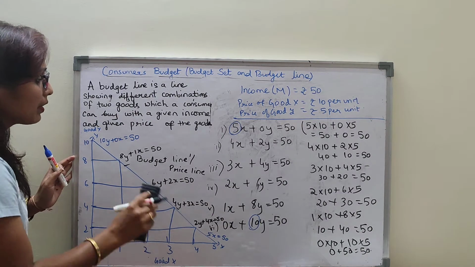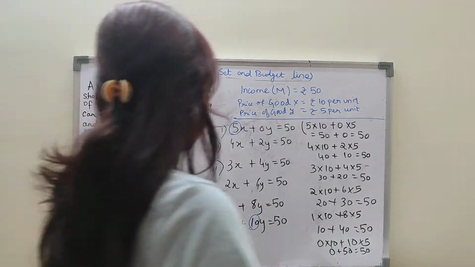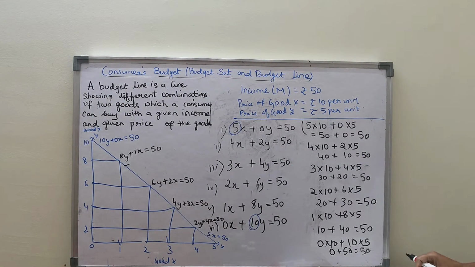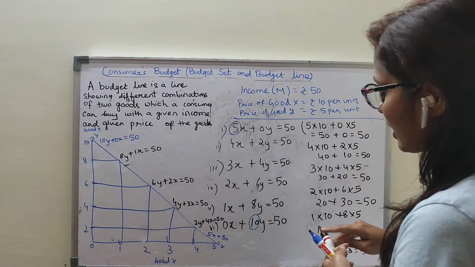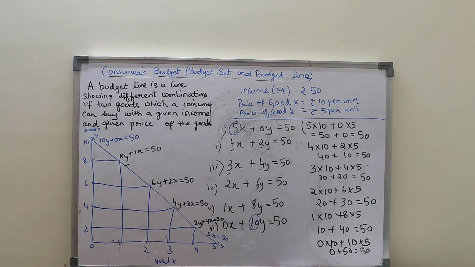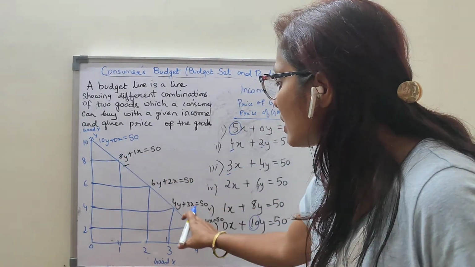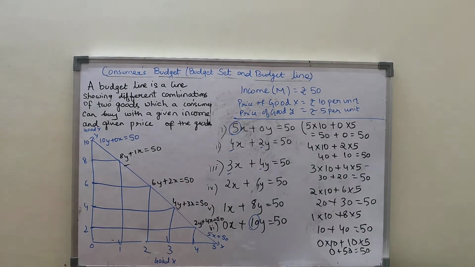So what you can see here is that, I am erasing so that you can understand properly. So have a look at this diagram. All these combinations, 5 and 0, 4 and 2, 3 and 4, these are the combinations. So all combinations in a single budget line show the quantities of X and Y that can be purchased with the given income. Clear? I hope this much is clear.